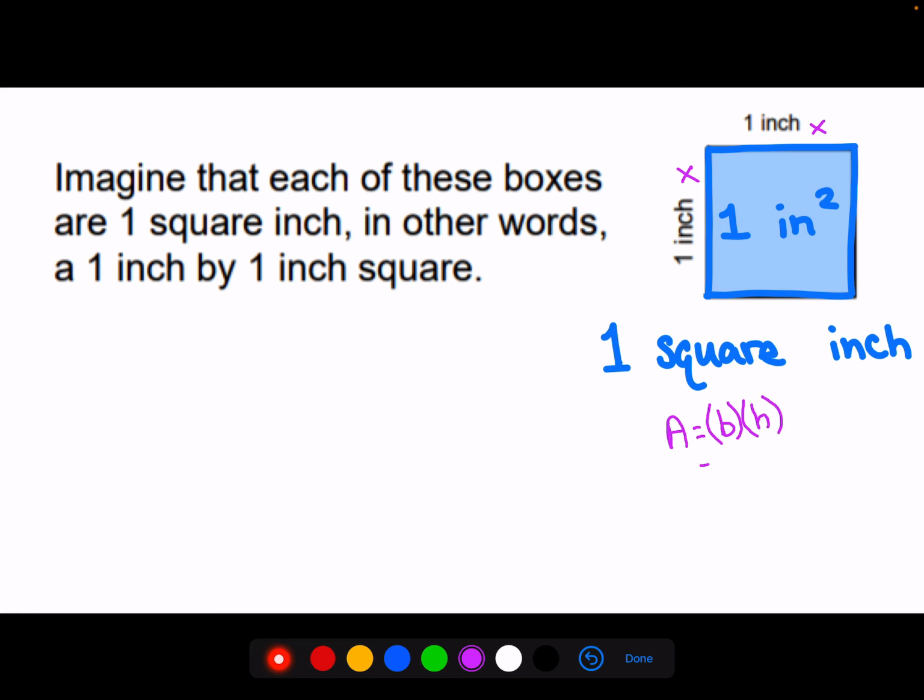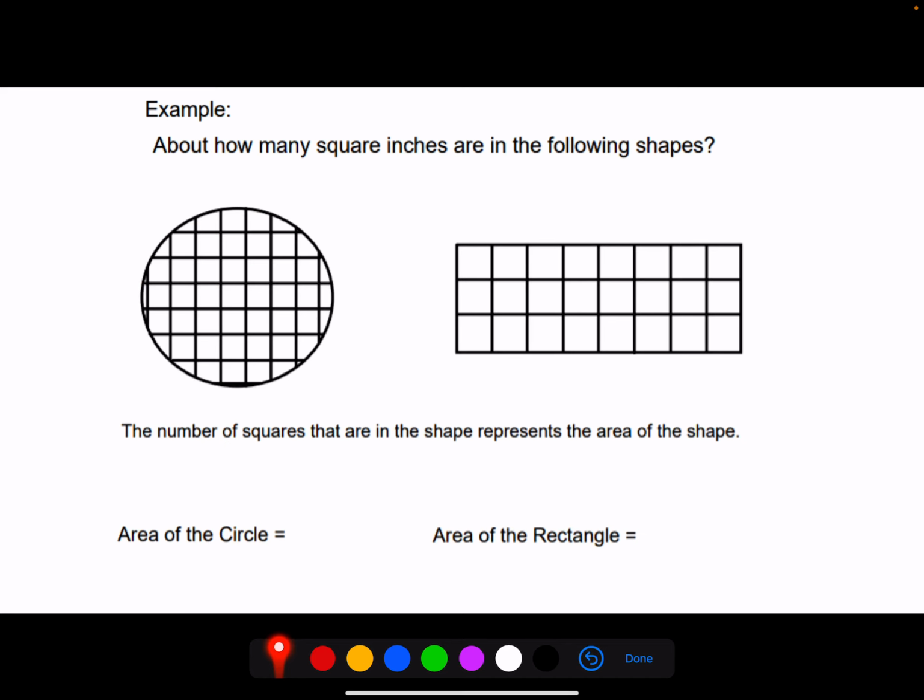So this would just give me x times x, and we know x times x is just x squared. So that's where the square comes from, in inches squared. It's just inch times inch, or inches squared. So anytime that you deal with area, you're going to be dealing with inches squared or meters squared or anything like that.